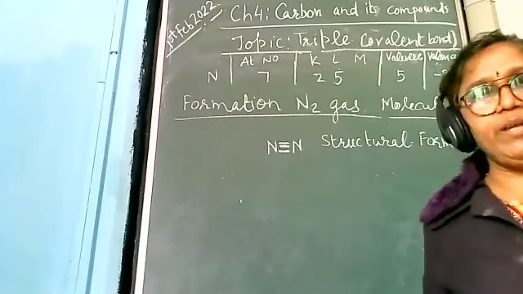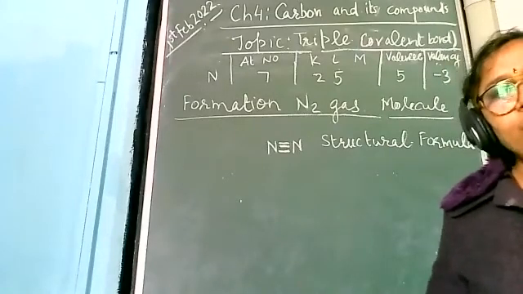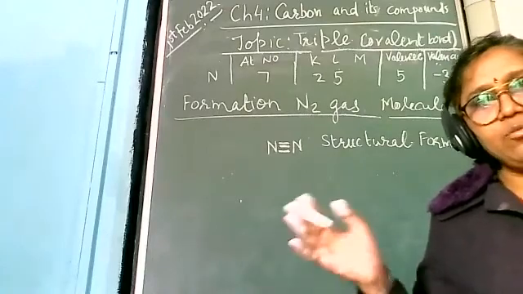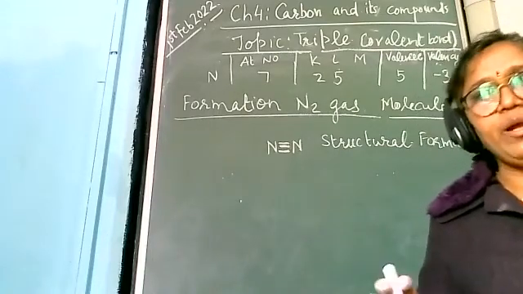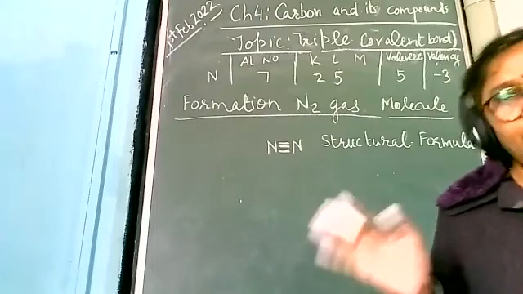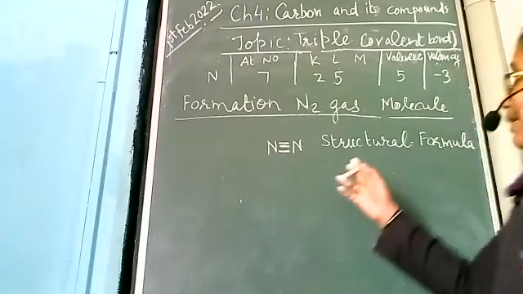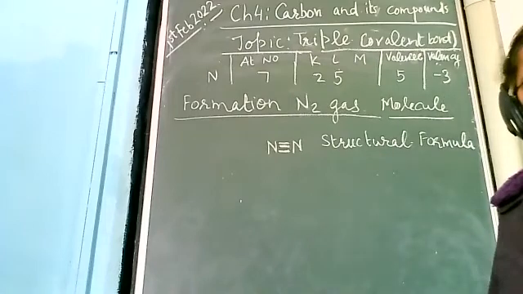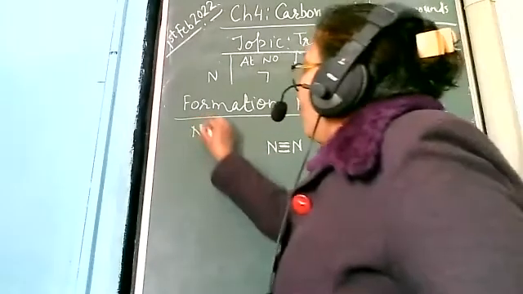Bigger molecules we will do. There they ask you to write in 2 different ways. Sometimes they ask for the expanded structural formula and sometimes they ask for the electron dot. Whatever they have asked, you have to write that. Am I clear? This is the structural formula, right? N2 gas we are going to form.